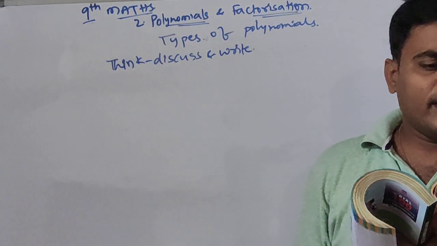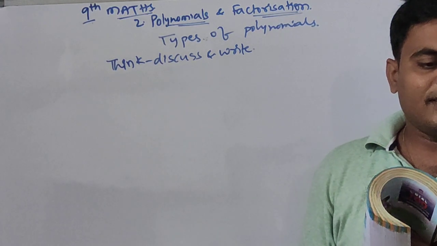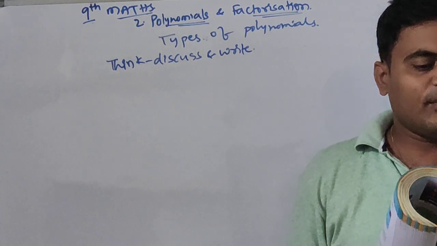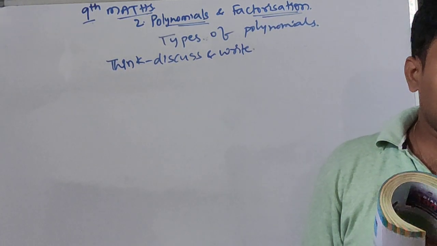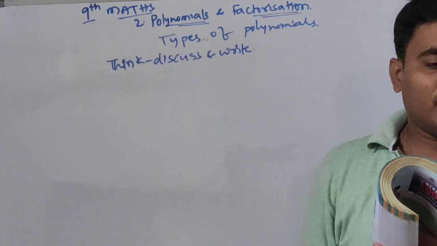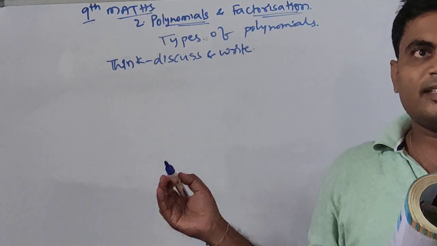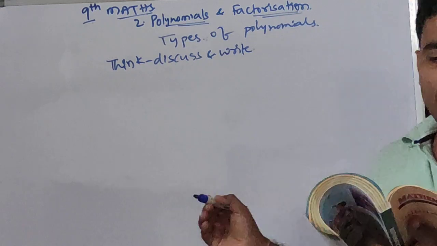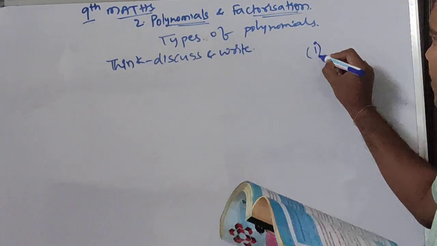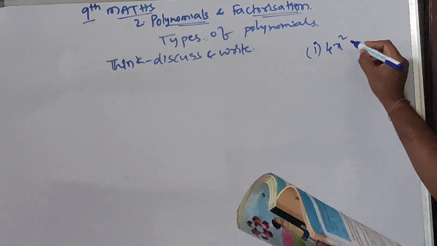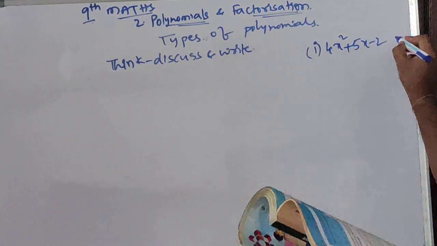Which of the following expressions are polynomials, which are not? Give reasons. Here there are questions 1 to 8. Observe whether these are polynomials or not. Already we discussed the definition of a polynomial. So, first one, 4x square plus 5x minus 2.